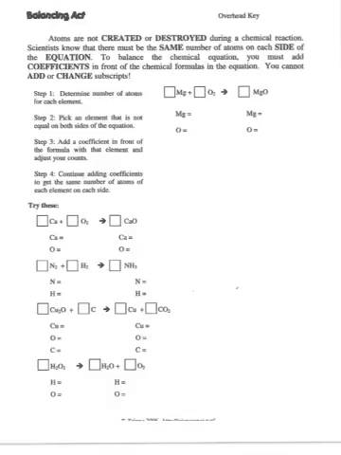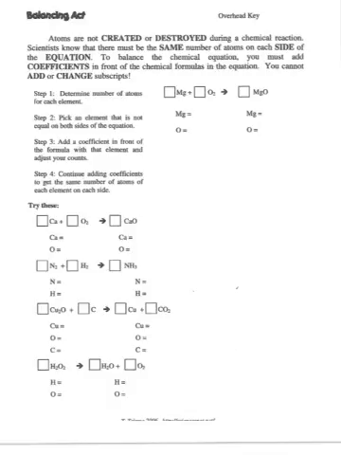Okay, so first let's read the top together. It says, atoms are not created or destroyed during a chemical reaction. Scientists know that there must be the same number of atoms on each side of the equation. To balance the chemical equation, you must add coefficients in front of the chemical formulas in the equation. You cannot add or change subscripts.